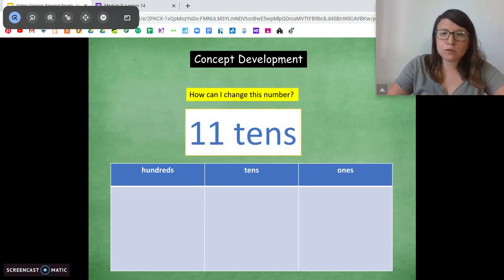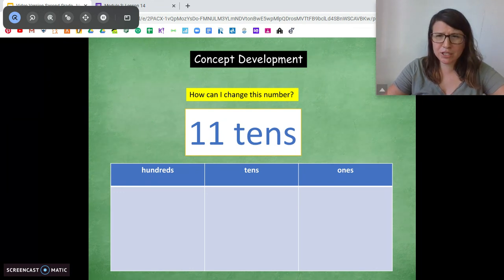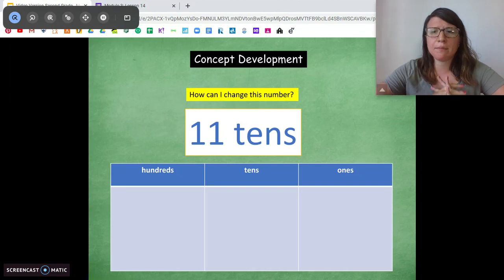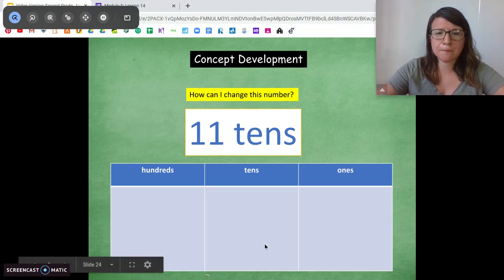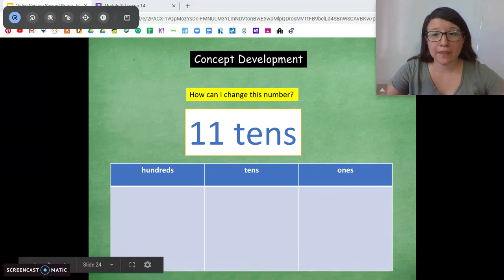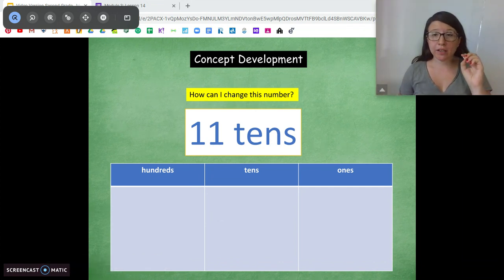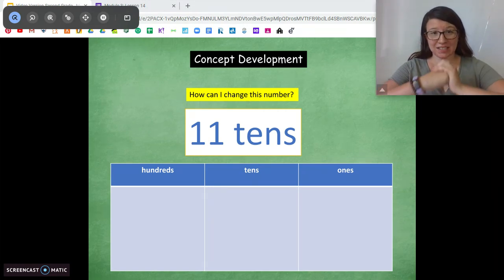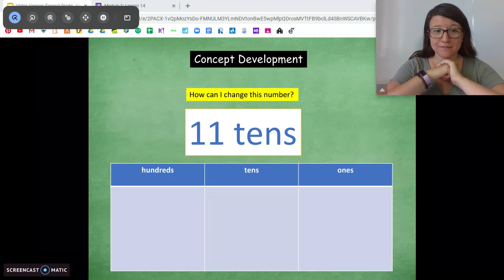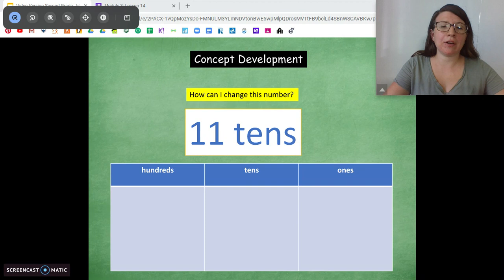All right. So if we have 11 tens, how can we change this number? Pause and talk to somebody at home about how we can change this number. You could create this on your place value chart with your place value discs, or you can just talk about it. How can we change this number with fewer discs? You got an idea? All right, let's talk about it.